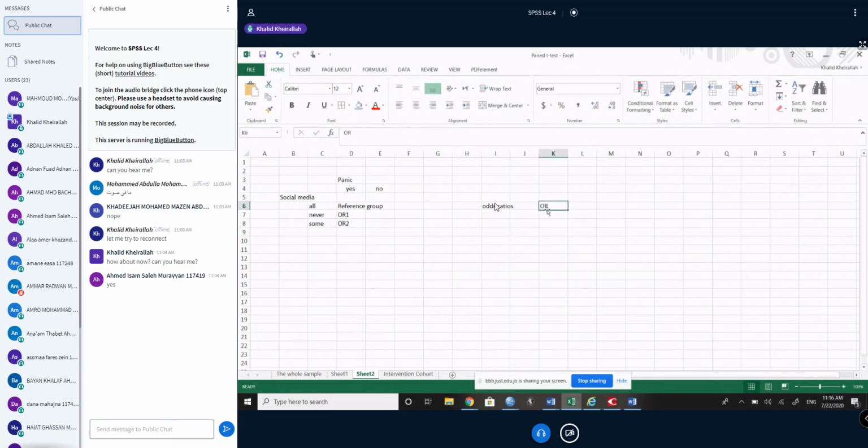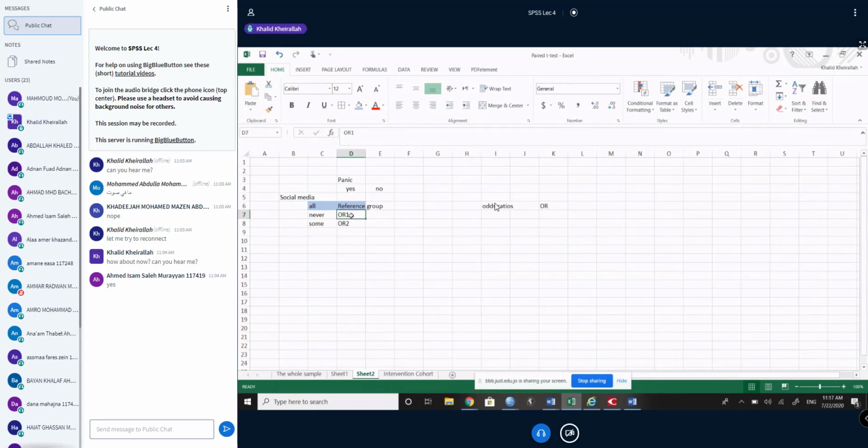So the odds ratio presents the ratio, a number divided by a number, of being in one of these groups, some or never, compared to the reference group. So this is the reference group. So what's the risk, or what's the probability, or what are the odds of having a panic attack if you never use social media compared to those who use social media all the time?